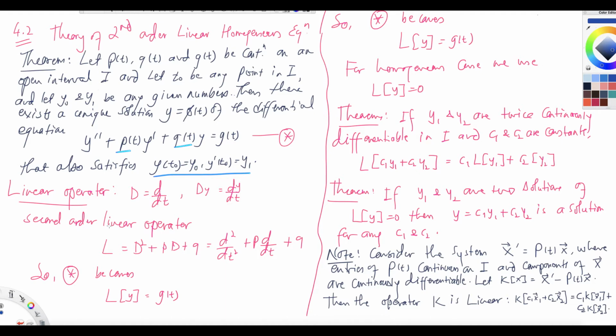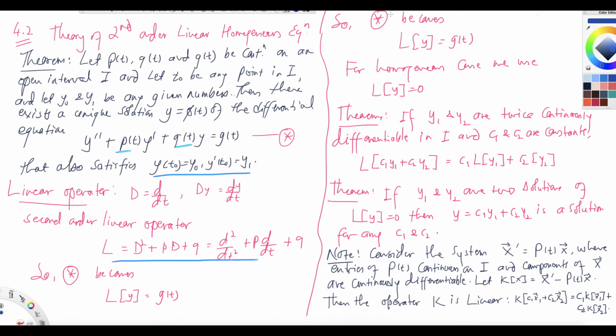Then the second order linear operator we denote by L equals D squared plus pD plus q. Here D squared is the second derivative term, plus p times D, the first derivative, plus q. Now if you use this notation, the equation star becomes L of y, meaning you find the second derivative of y, the first derivative of y, and multiply q by y. So L of y equals g(t). That's what you are able to write there.